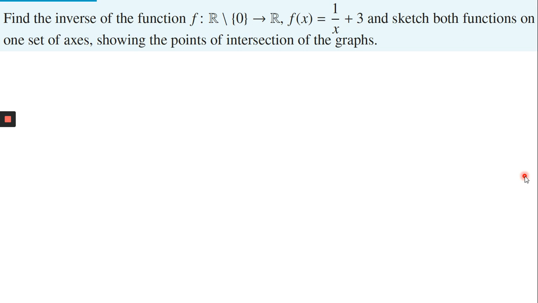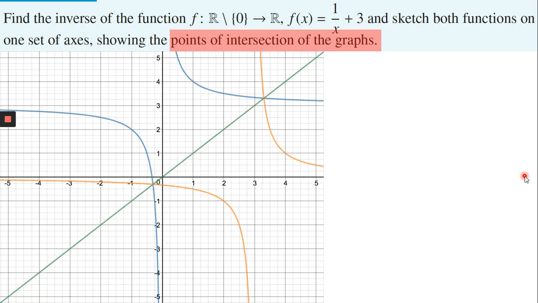Find the inverse of the function. Ooh, that's just a 1 over x graph that's moved up 3. Sketch both functions, showing the points of intersection of the graph. So the points of intersection are where they equal each other. If you think, because we have the line y equals x, the points of intersection will be where all the x values equal all the y values. So that's what the graph looks like.